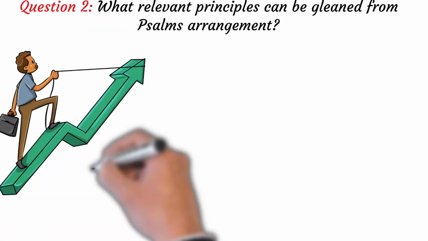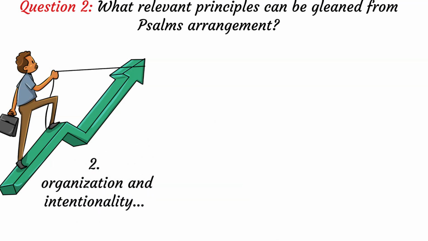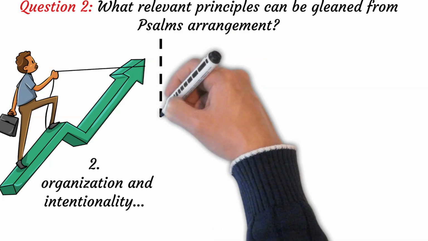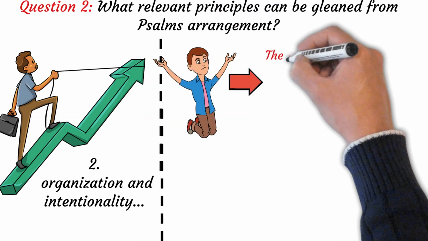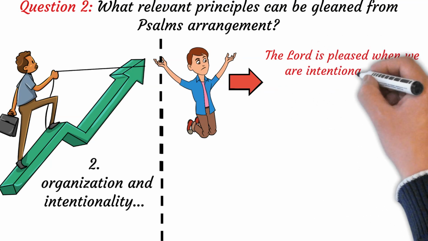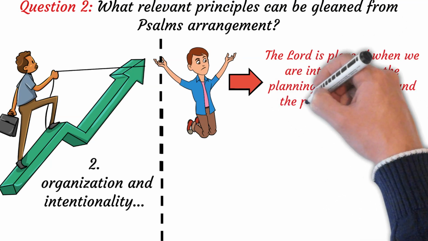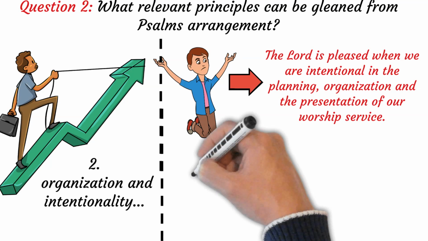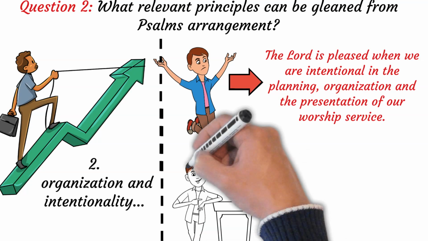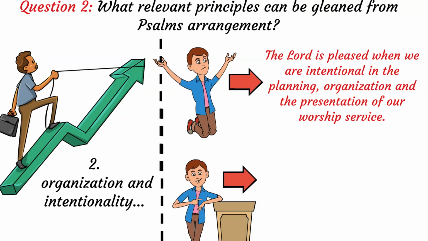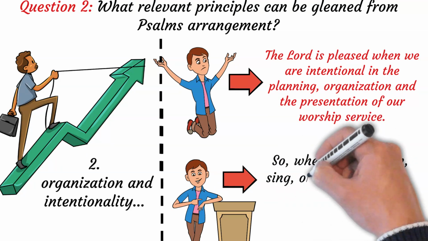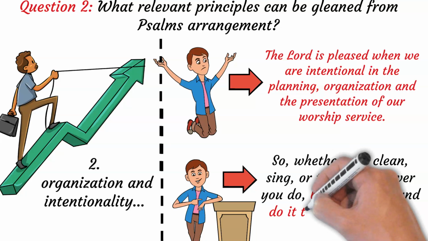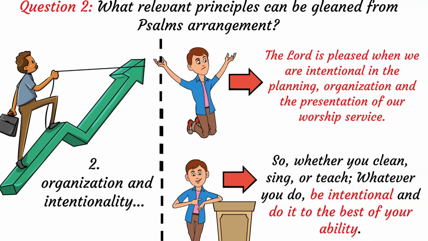Number 2, we see very clearly organization and intentionality, both in the writing and collation of these psalms. Our God is pleased when we are intentional in the planning, organization, and presentation of our worship service. Now, despite modern ideas and popular trends that advocate for a free style of worship, the book of Psalms shows that we must be organized and orderly in our worship. This does not in any way preclude creativity and variety. So whether you clean, sing, or teach, whatever you do, be intentional and do it to the best of your ability.